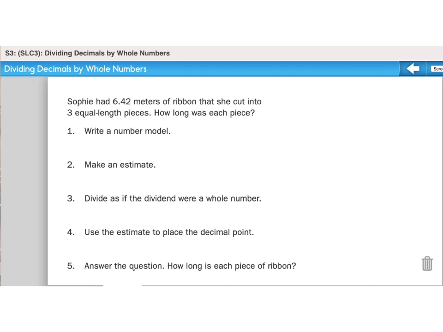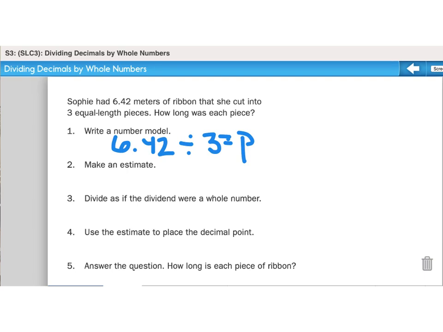Let's look at another one. Sophie had 6 42/100 meters of ribbon that she cut into 3 equal length pieces. How long was each piece? So the first step that we need to do is to write our number model. So we are going to write 6.42 divided by 3 equals some size piece.